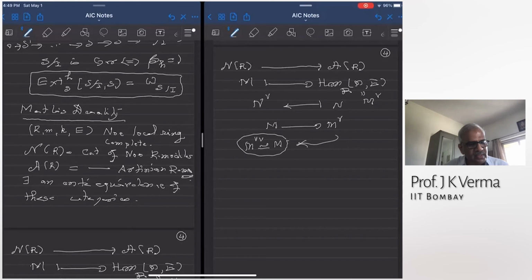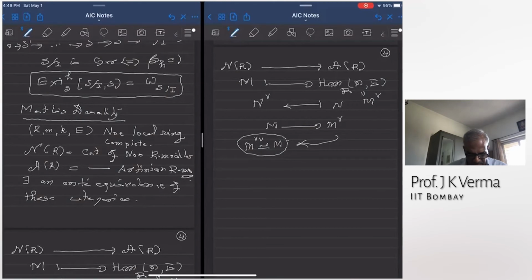So what a field does to finite dimensional vector spaces, the injective hull of the residue field is doing the same thing. Yeah. So this is the statement of Matlis duality.